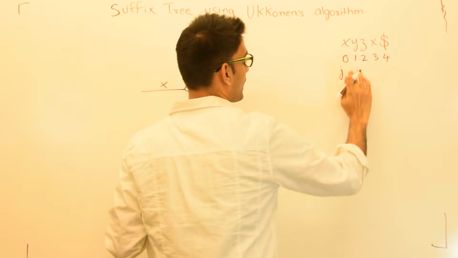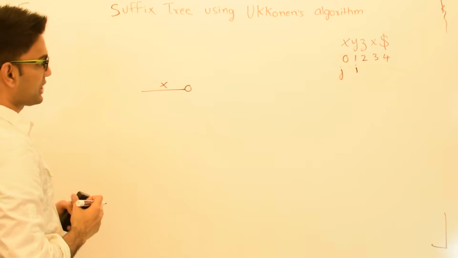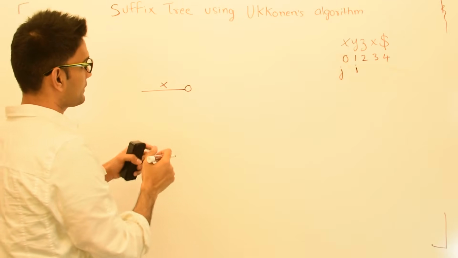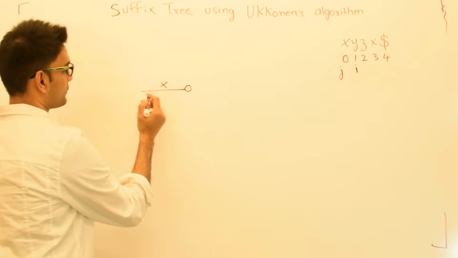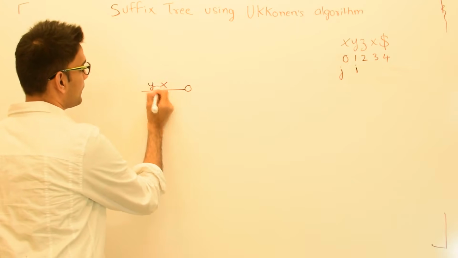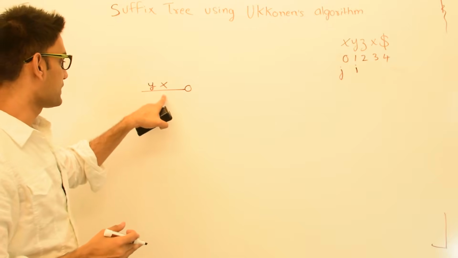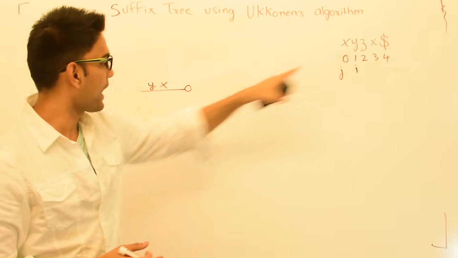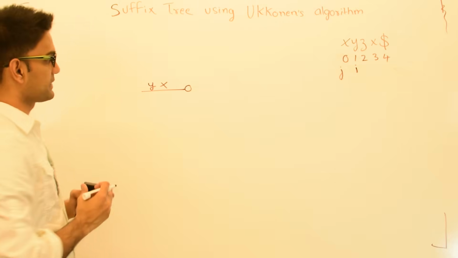Then we increment our i by 1, so we start the next phase. j is again at 0. We check is there a path with label j to i, which is x, y. There is x but there is no y, so we add y here. So this is a rule 1 extension where we go till the end and then we add the new character at the end of the leaf. So this is a rule 1 extension.